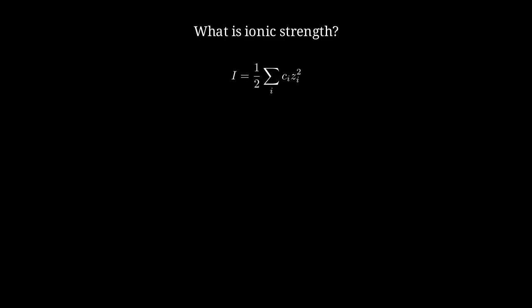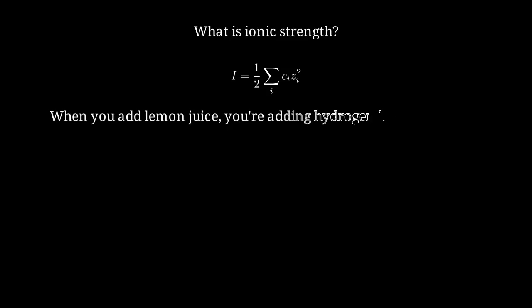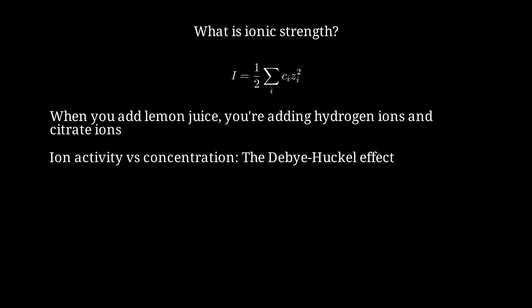Ionic strength I equals 1/2 times the sum over all ions of concentration, C sub i, times the charge, z sub i squared. When you add lemon juice to food, you're not just adding acid, you're adding hydrogen ions and citrate ions, which increases the total ionic strength of the solution. Now here's where it gets interesting. There's a difference between ion concentration and ion activity. Activity is the effective concentration that participates in reactions.